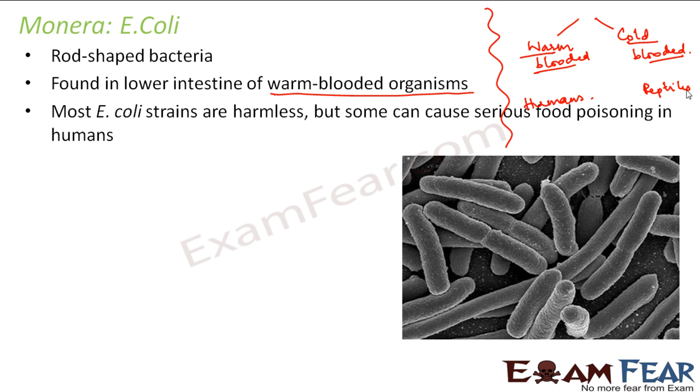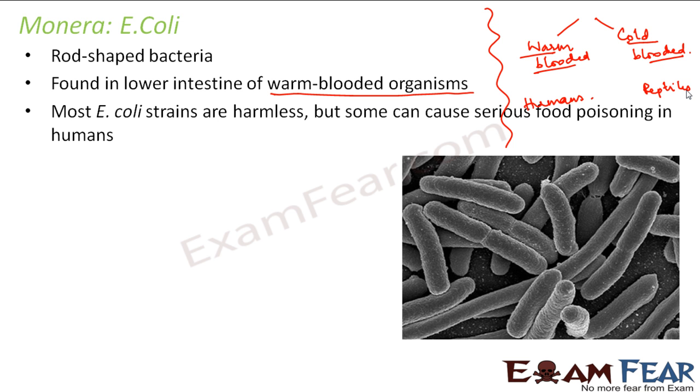As I said, it doesn't mean that if a bacteria dwells inside the body of an organism, it is for sure going to cause a disease and kill that organism. It is not like that. It is not that every time they are harmful. Only some of them are harmful, and that too not always, sometimes. So similarly, even in E. coli you have many different categories of E. coli. So when I say most E. coli strains, what do I mean by strains?